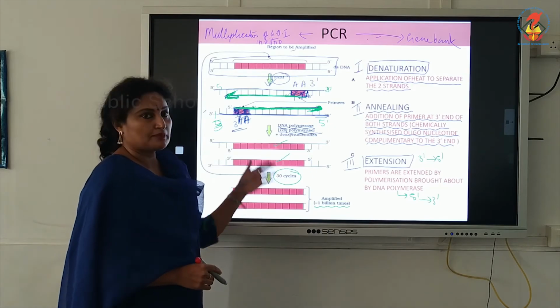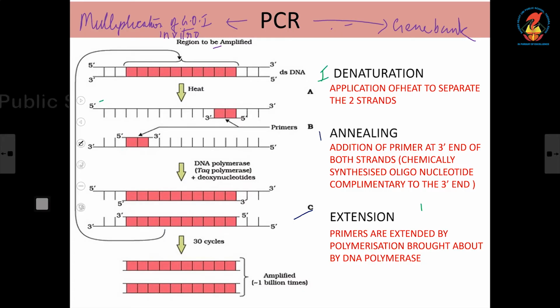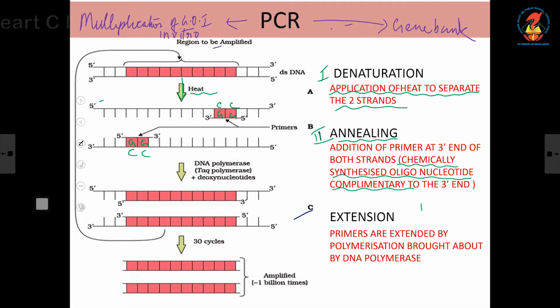So once again, a recap of the entire process. First step is denaturation. It is the application of heat to separate the 2 strands. So you are depicting it here. Heat is applied and the 2 strands get separated. The second step is annealing. Annealing is addition of primer at the 3' end. If our 3' end is CCC of the DNA, what will be our primer? Our primer will be GGG. It's complementary to the 3' end of the strand. So what are these primers? These are chemically synthesized oligonucleotides complementary to the 3' end. So you are adding primer, that process is called annealing.